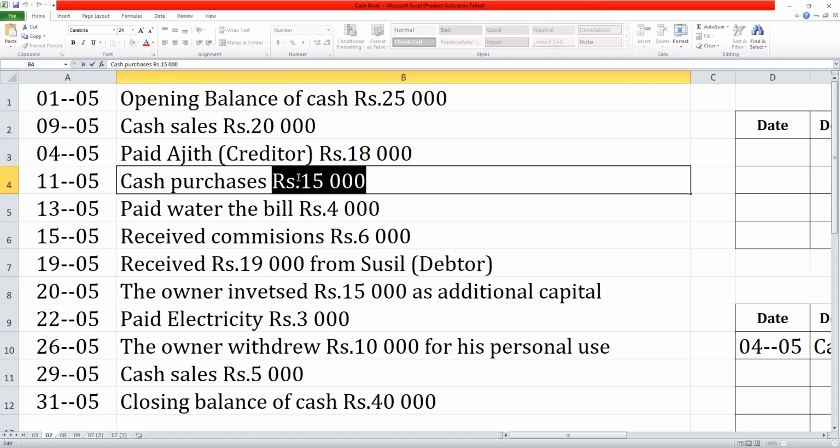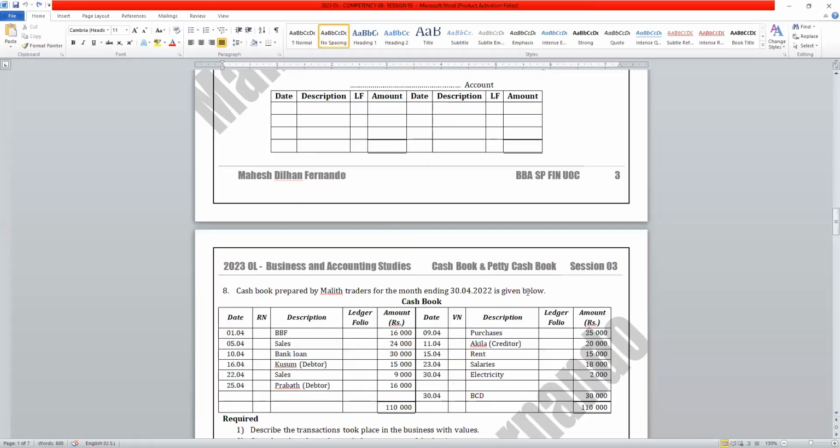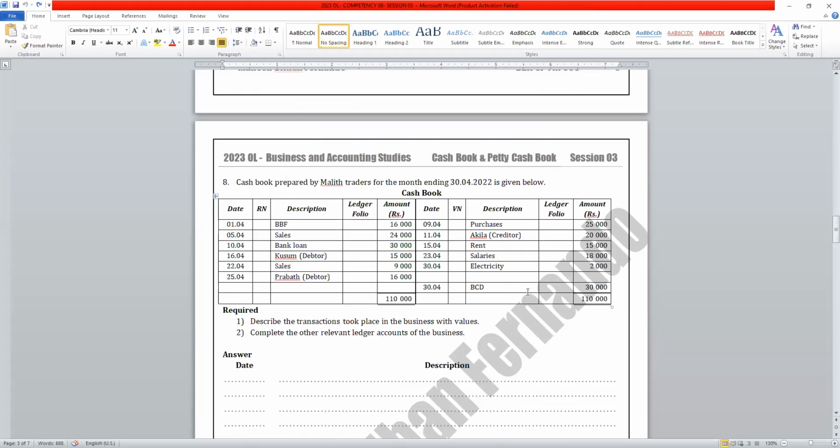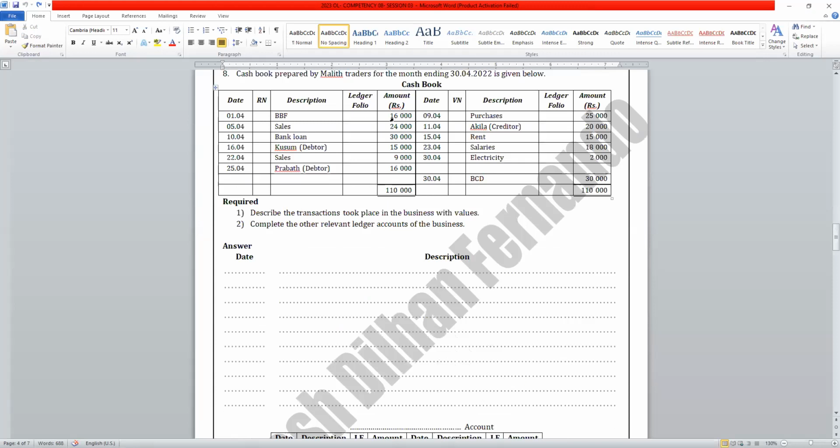Let's move to the next activity. That is question number 8. Describe the transactions. But this time, you don't need to describe the opening and the closing balances. Let's describe the transactions and complete the other relevant ledger accounts.